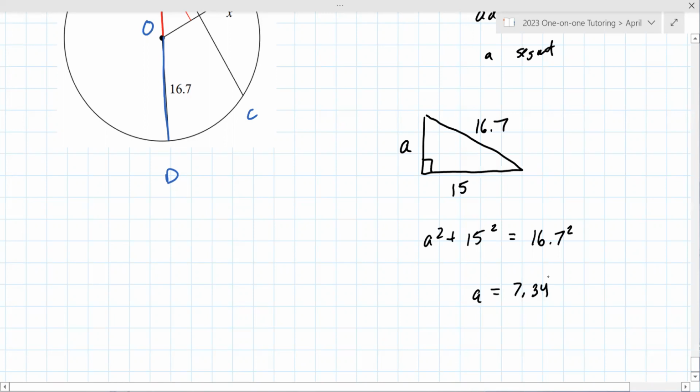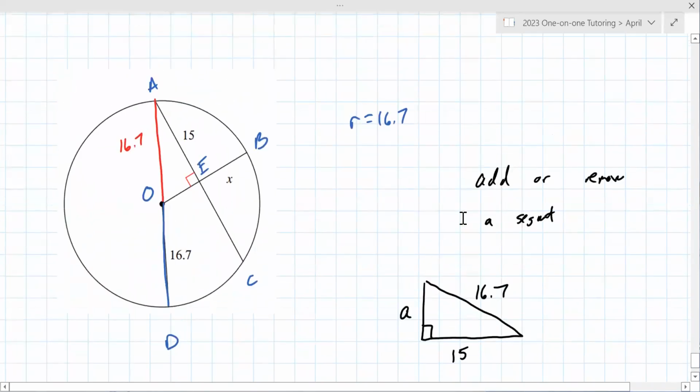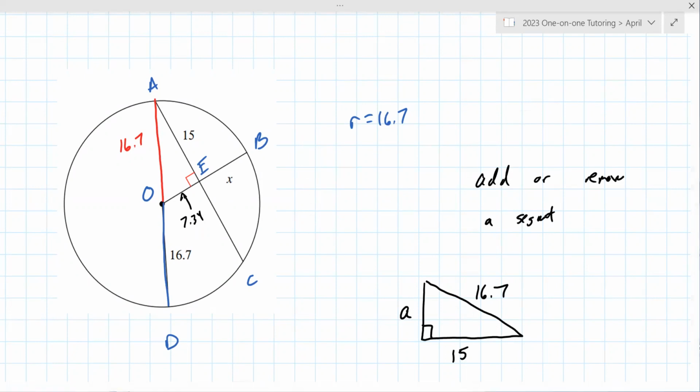Good. All right. Now we've got to take a breath here and figure out, is that actually what we wanted? We just calculated this right here. A, we called it A, 7.34. Is that what we want? No, we want X. So how do we find X? We would subtract 7.34 from 16.7. You got it. You can do that if you want. And that would give us 9.35. Excellent. All right, so I'm going to go ahead and stop the recording right here.